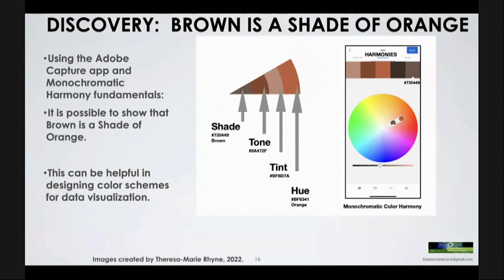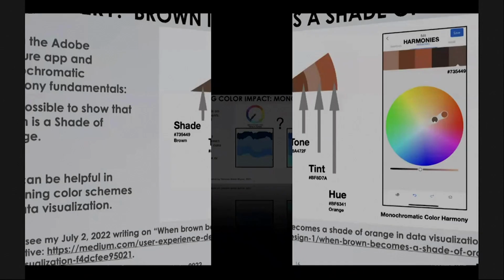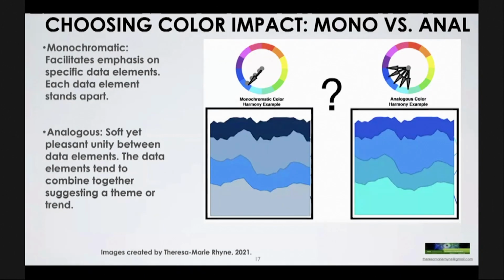All right, now, here is one of the first concepts you learned from Theresa-Marie's lecture. Did you know that brown is a shade of orange? Honest, I'm not kidding you. It turns out that if you have orange as a hue, and I'll show this in a diagram, and if you add black, you can get yourself brown. I wrote an article about it if you want to read some more.